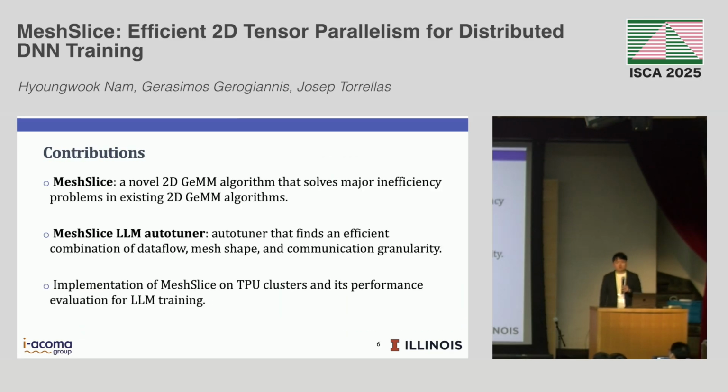Given these motivations, the major contributions of this work are: first, we're proposing MeshSlice, which is a novel 2D GEM algorithm that solves inefficiency problems of existing ones. We also propose LLM Autotuner that finds an efficient combination of data flow, mesh shape, and communication granularity automatically. And we implement MeshSlice on TPU clusters and evaluate its performance for LLM training by simulation.